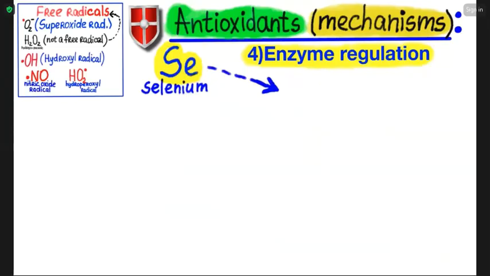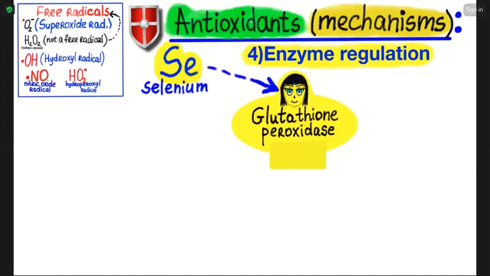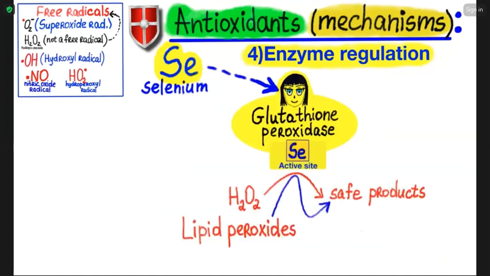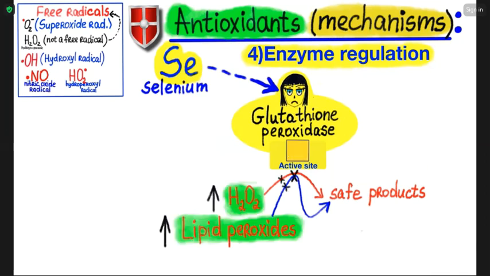Selenium-containing enzymes, like glutathione peroxidase, help break down hydrogen peroxide and lipid peroxides, preventing their conversion into harmful radicals. Glutathione peroxidase, in its composition, contains a selenium atom that is located in the active site of the enzyme. Without selenium, this enzyme can't function and the level of hydrogen peroxide and lipid peroxides inside the cells will rise.